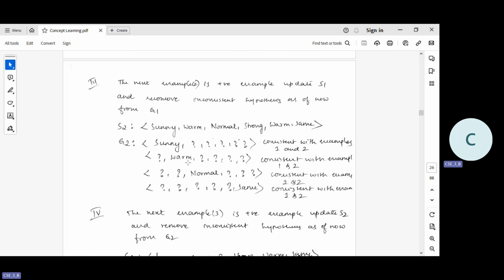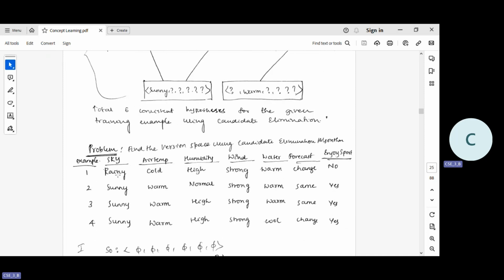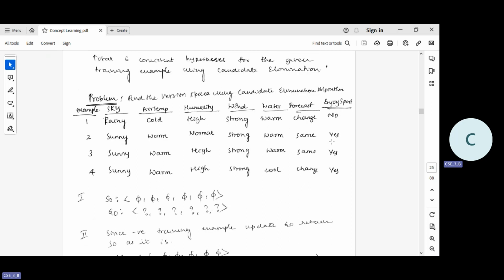Now go to the second hypothesis, that is question mark, warm, and then all question marks. Here the question mark is matched, and we can see cold, the opposite of warm, that has been written. So there is no match, and here all are question marks, and the outcome is no. So it is going to tell us that when there is no match and the outcome is no, this hypothesis is consistent with training example 1.